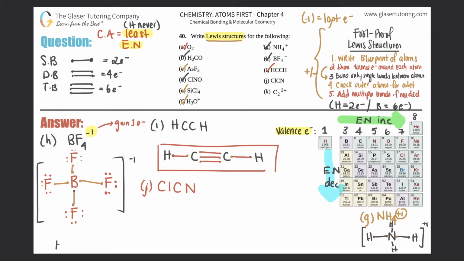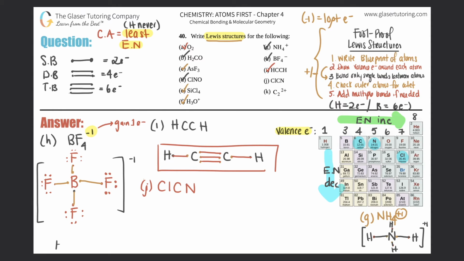ClCN. So I have 3 elements here: chlorine, carbon, and nitrogen. Which one goes in the middle? Well, let's see. Carbon's over here, nitrogen's over here, chlorine's all the way over here. As you go from left to right, you increase your electronegativity. So carbon would definitely be in the middle.